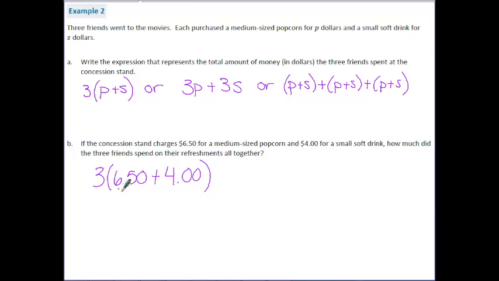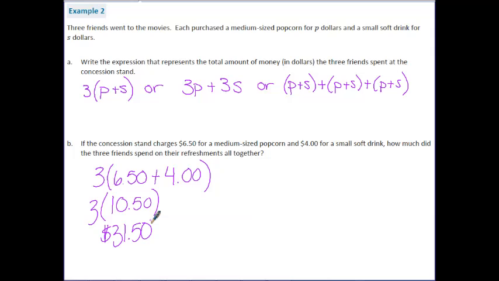So order of operations says parentheses has to go first, so we're going to add these 2 together. So I get 3 times $6.50 plus $4 is $10.50. And then we're going to multiply that by 3 to get the 3 friends, and we get $31.50.